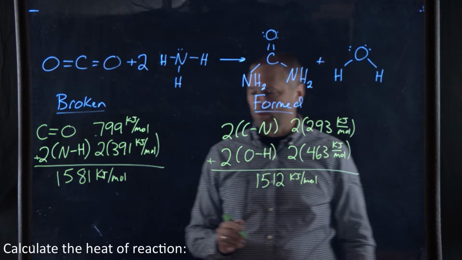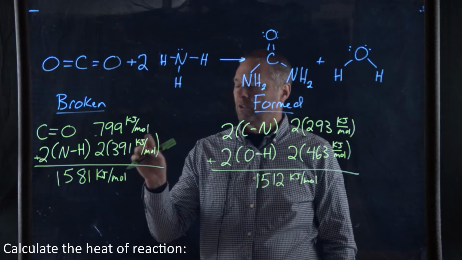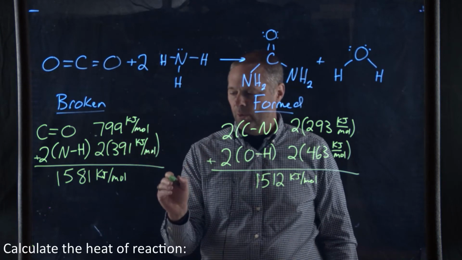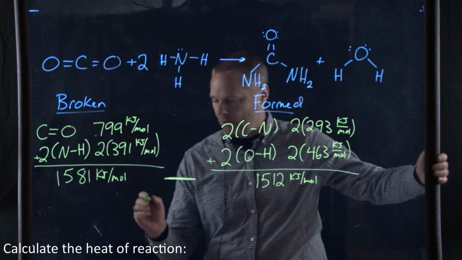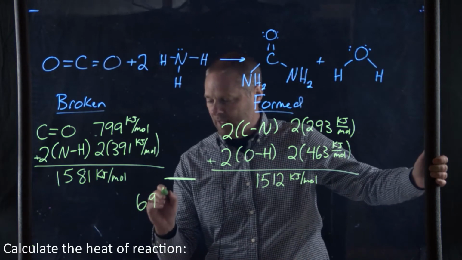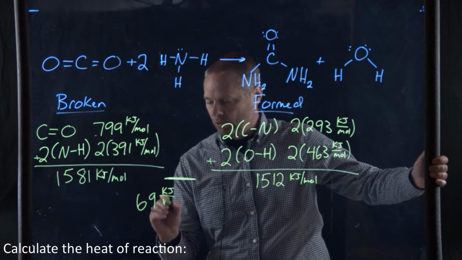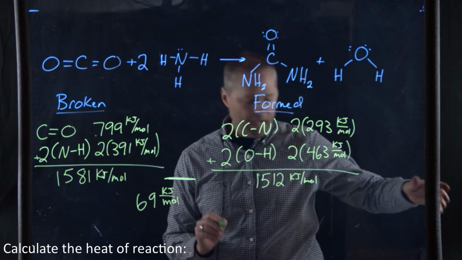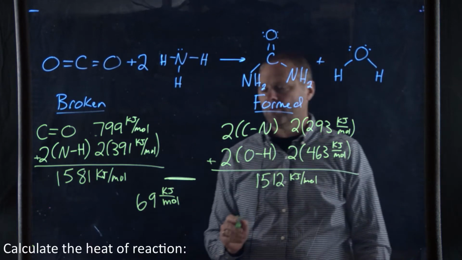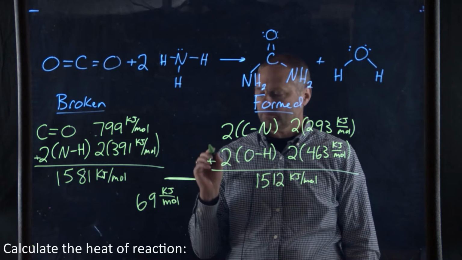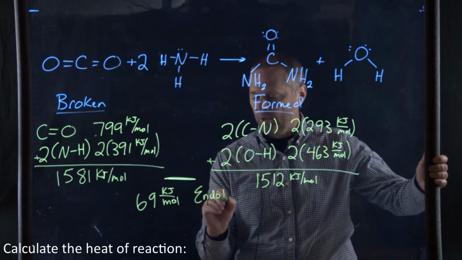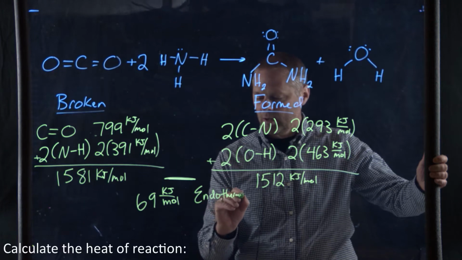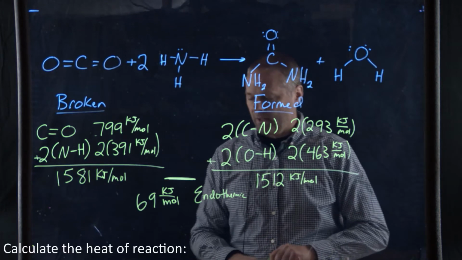Now, remember, it's going to be broken minus formed, so we subtract these 2 numbers, and when we subtract these 2 numbers, we come up with 69 kilojoules per mole is what's required for this reaction to occur. Since this is positive, this is an endothermic process. All right?